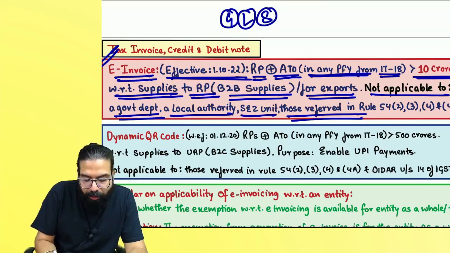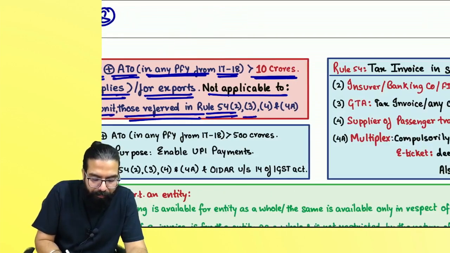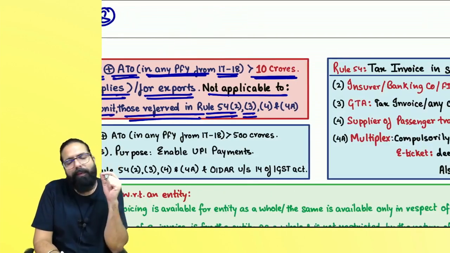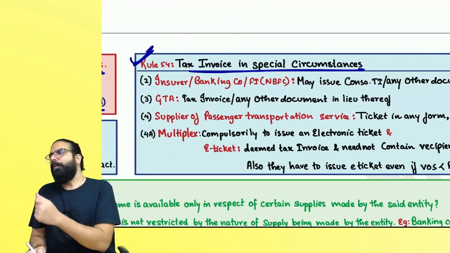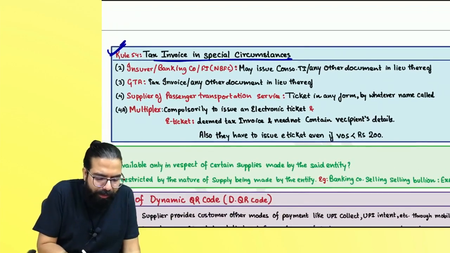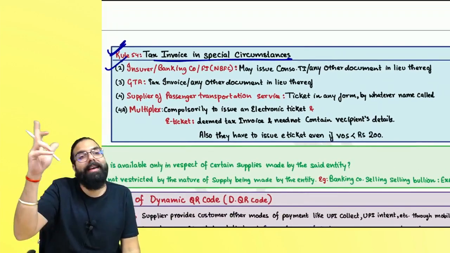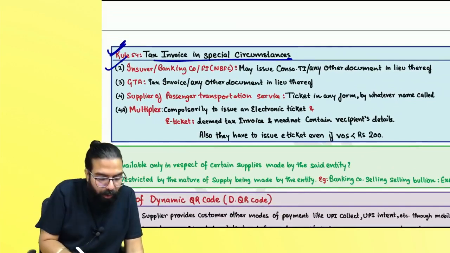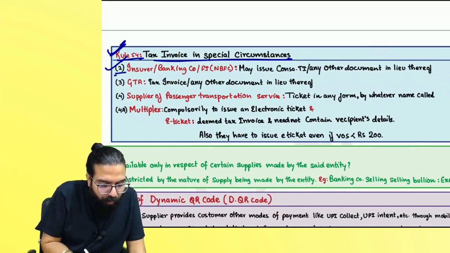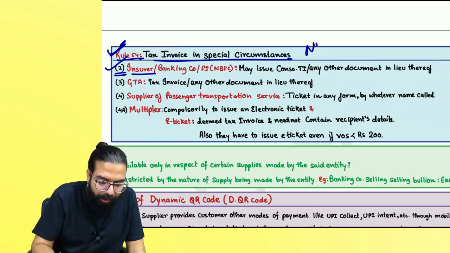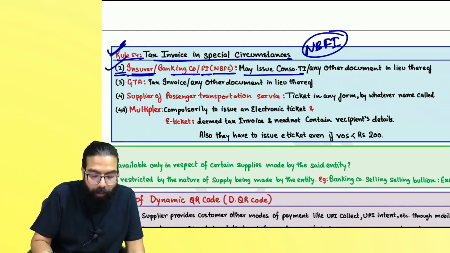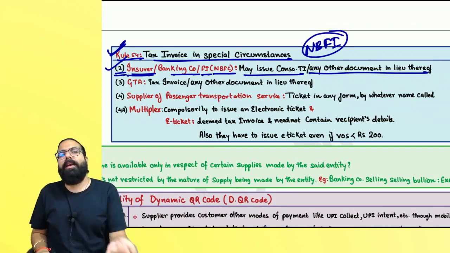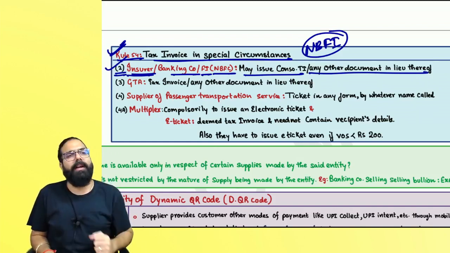And those referred to in rule number 54(2), rule number 54(3), 4 and 4A. Rule number 54 talks about tax invoice in special circumstances. Rule 54(1) talks about ISD, but they are not talking about ISD. They are talking about a person who is in rule 54(2), that is NBFI. What is NBFI, everyone? NBFC, banking company, financial institution, and insurance company. You may issue a consolidated invoice or any other document in lieu thereof. Basically, banks issue a statement, and that statement is only their tax invoice.